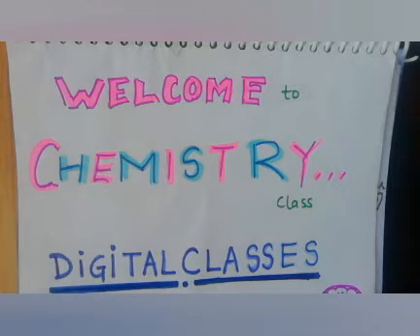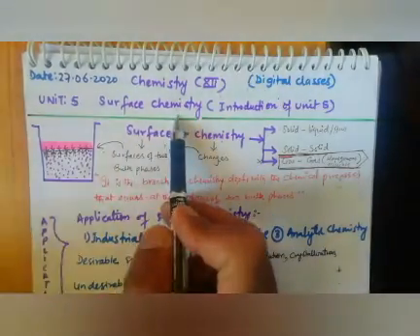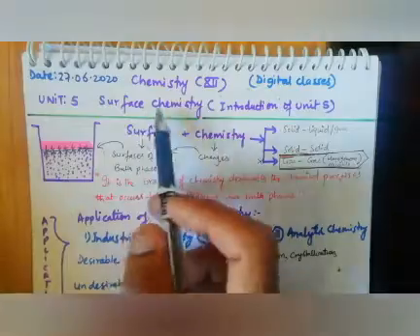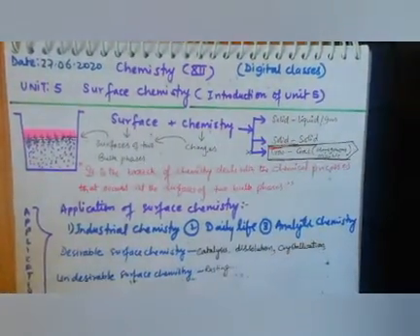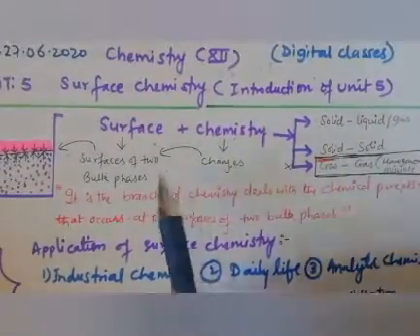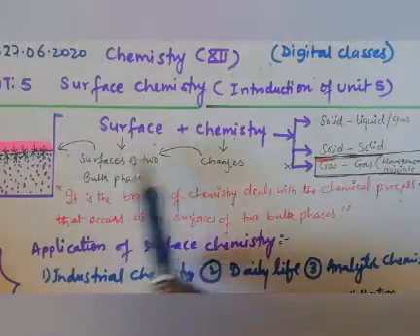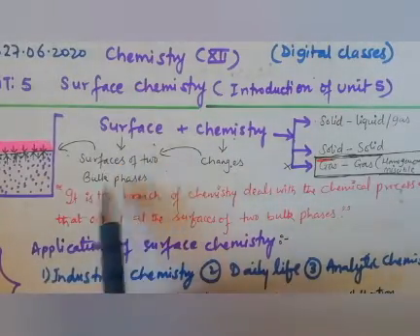This is your digital classes and we are doing our chapter, that is surface chemistry. So dear students, unit 5 surface chemistry, as we have already done. So let's understand this chapter again in the recapitulation form. So surface chemistry is what? It is the chemistry or changes that occur between the surface of two bulk phases.